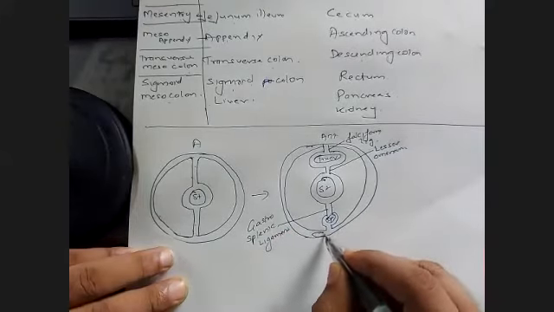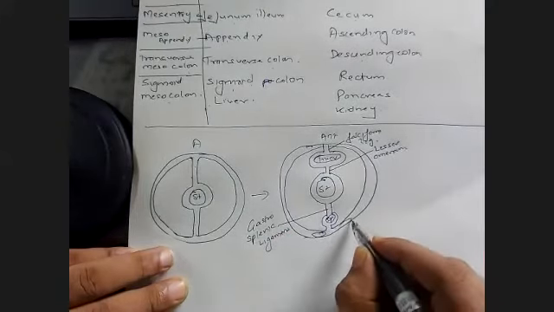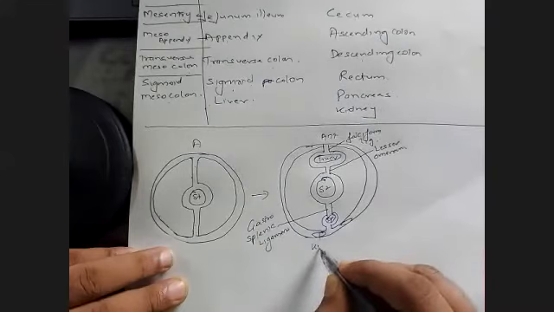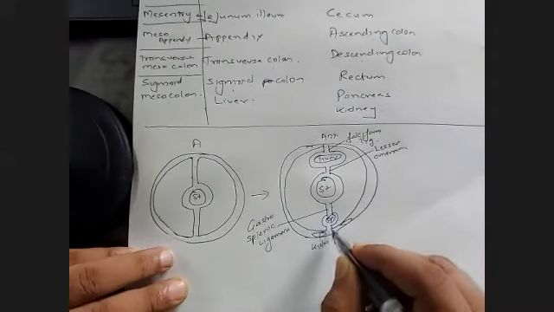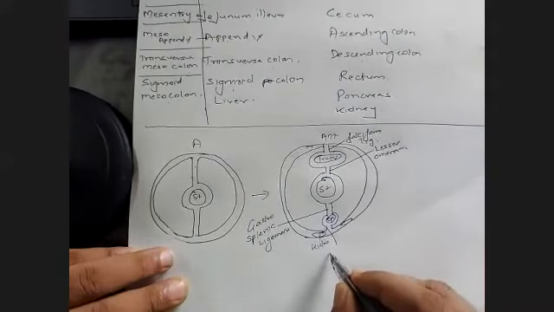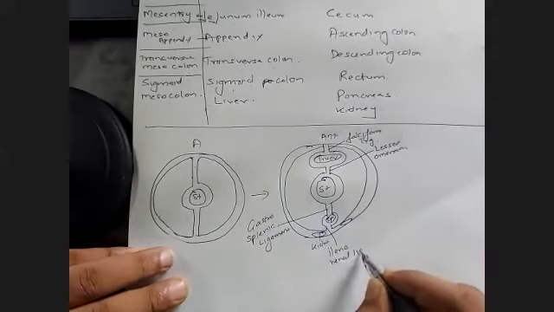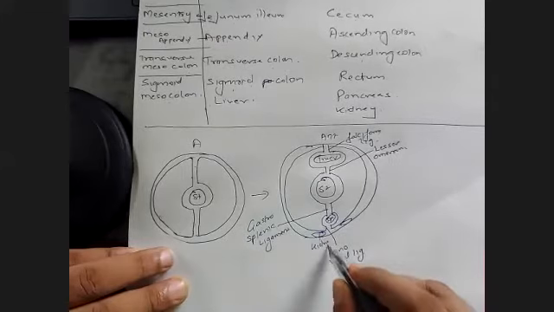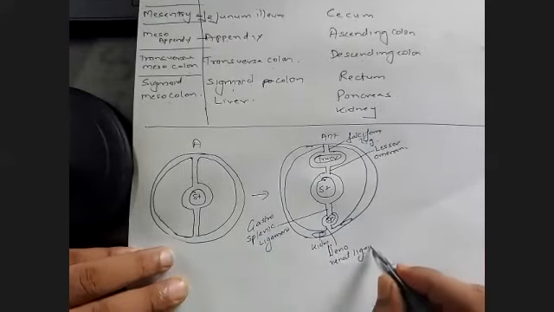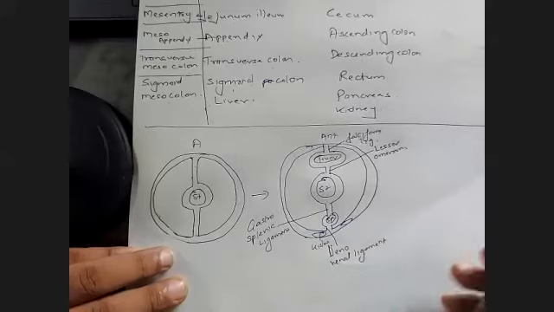Running from spleen to the kidney. So this is the kidney. Running from spleen to the kidney is lienorenal ligament. Lienorenal ligament. Okay.